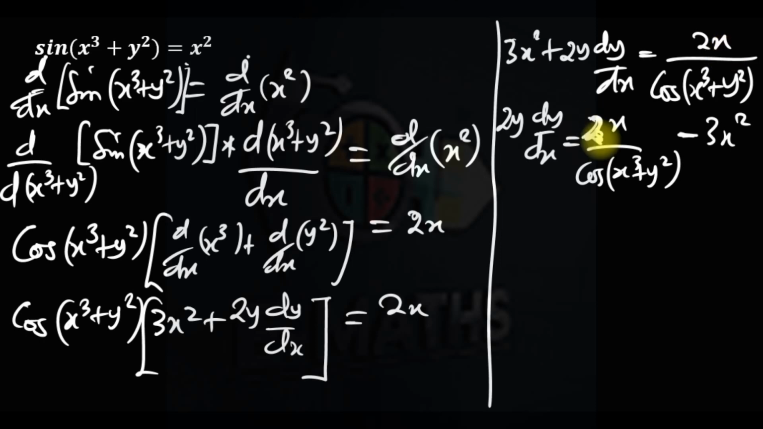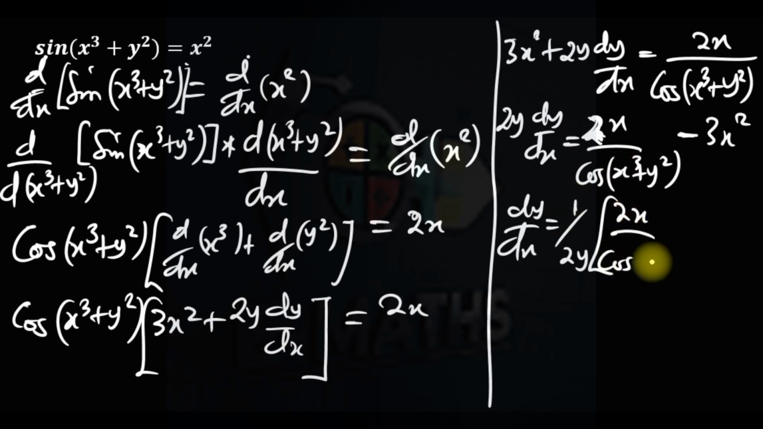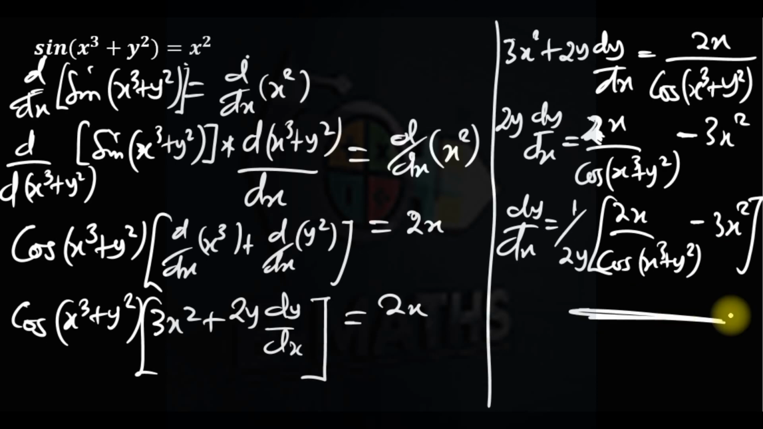Sorry, this is 2x. So the next thing is to divide both sides by 2y. So I have 1 over 2y times 2x over cos of x cubed plus y squared minus 3x squared, which is our answer. So it's a very tricky question.